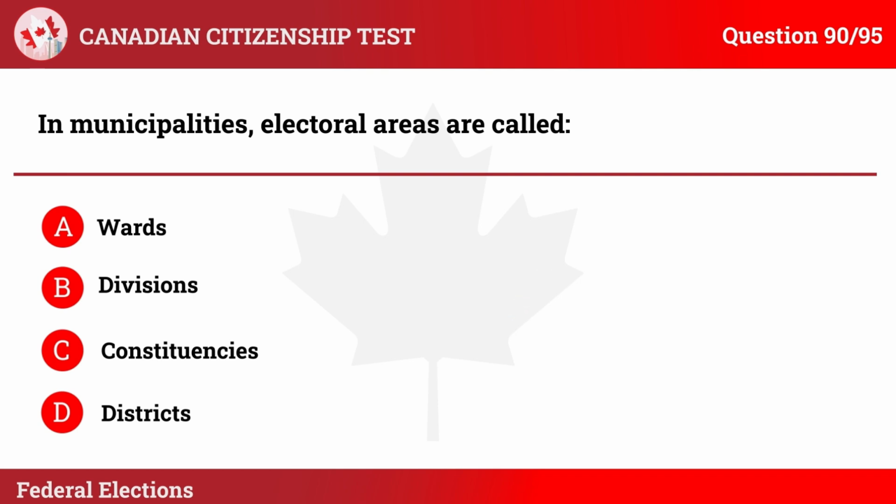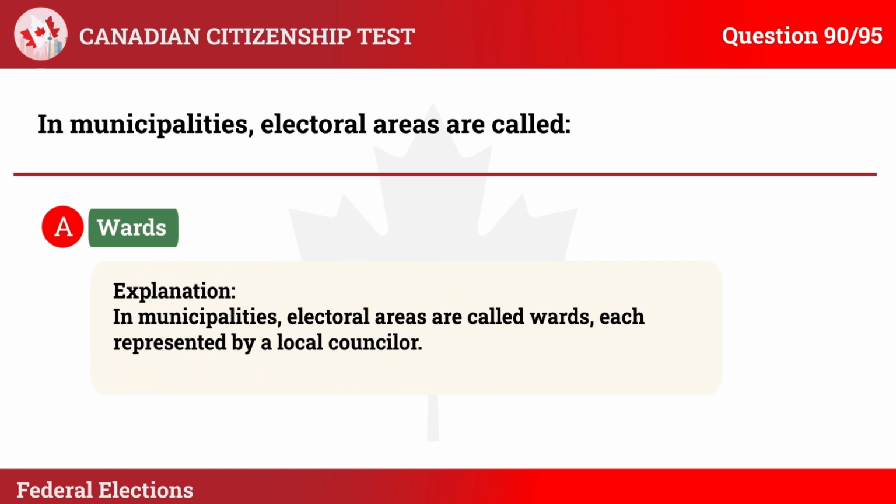The correct answer is A. Wards. Explanation: in municipalities, electoral areas are called wards, each represented by a local councillor.